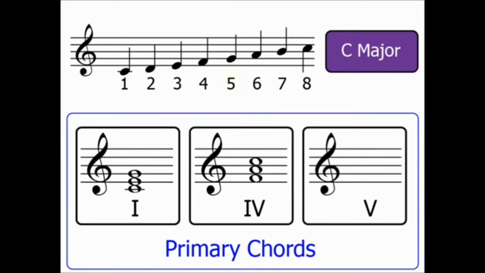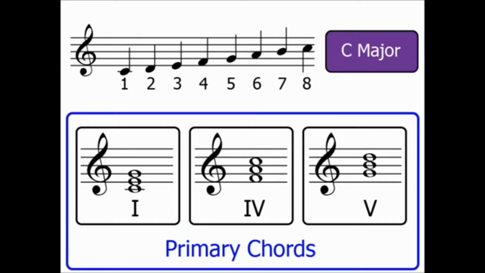We take note number 5, the G, from our scale, and pop it over here. We add a note a third above. The G has a line through it, so the note above will also have a line through it, the B. And then a third above the B, a D. Therefore, the notes that make up chord 5 in C major are G, B, and D. And here are the primary chords for C major.